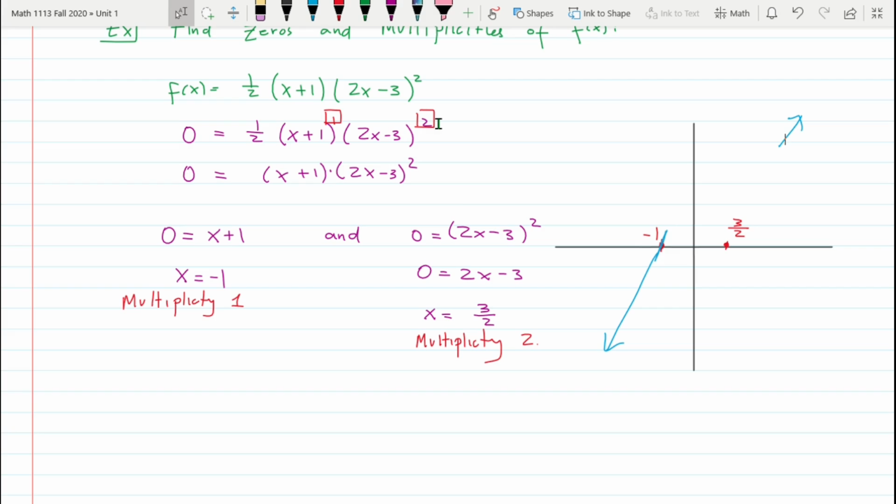Now the multiplicity at this 0 is even, so that means there's a curve like that. It touches and it turns around, right? And then here there's another curve. It doesn't matter at this moment, but the idea is that here it crossed and here it touched and turned around. Okay?